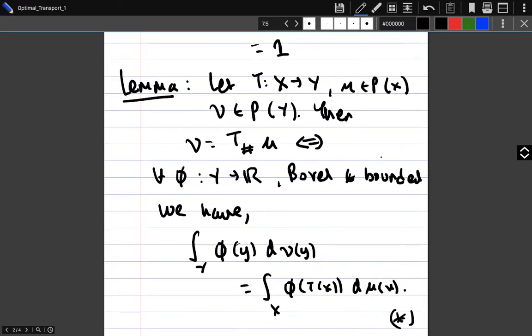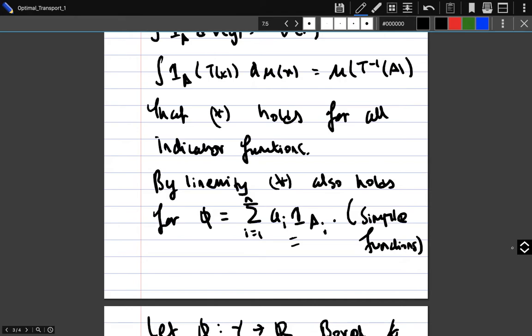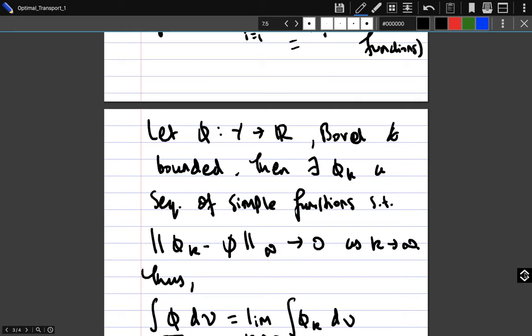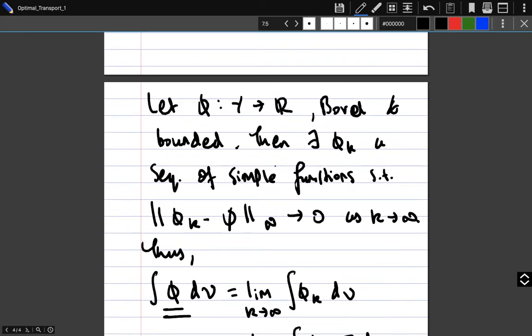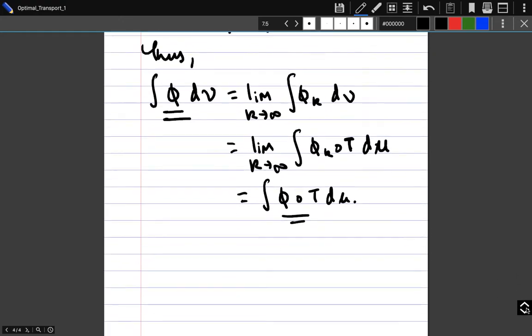So remember, the lemma was to show that we assumed that this holds, and we wanted to show that this integral equality holds. And the way we did that was we went in steps. We first showed it to be true for indicator functions, then we showed it true for simple functions, and then finally, using the density of simple functions in the space of bounded measurable functions with the infinity norm, we just use the dominated convergence theorem to prove this.